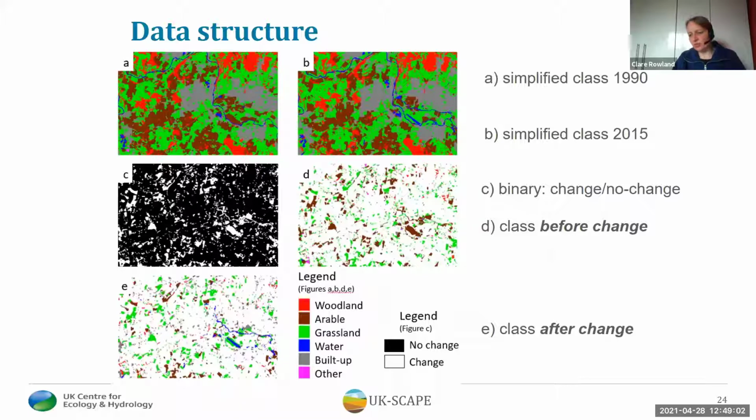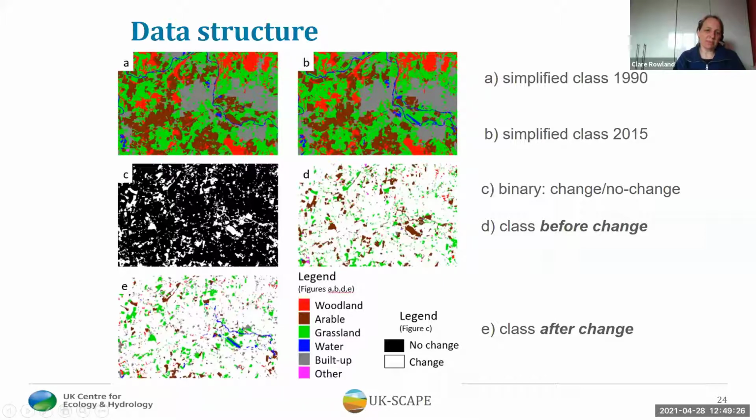We had to produce a new data set structure. If you're interested in using the data, basically we distribute the land cover change data set as a 5-band raster. Band 1 is the simplified classes in 1990. So that's up here. Band 2 is the simplified classes in 2015.